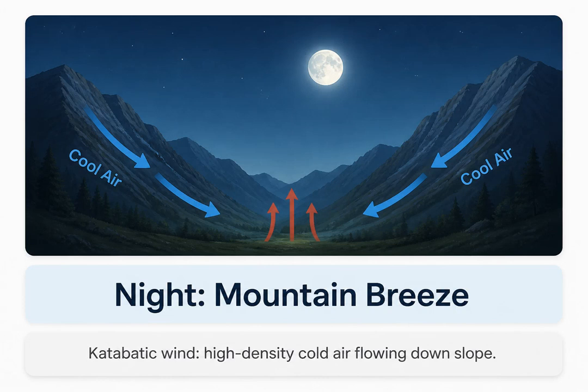During the night, the mountain slopes cool down rapidly. The air in contact with them becomes dense and heavy, and gravity pulls this cold air down into the valley. This downslope flow is the mountain breeze. When this involves very cold, dense air draining from high ice fields or plateaus into a valley, it is specifically called a katabatic wind.